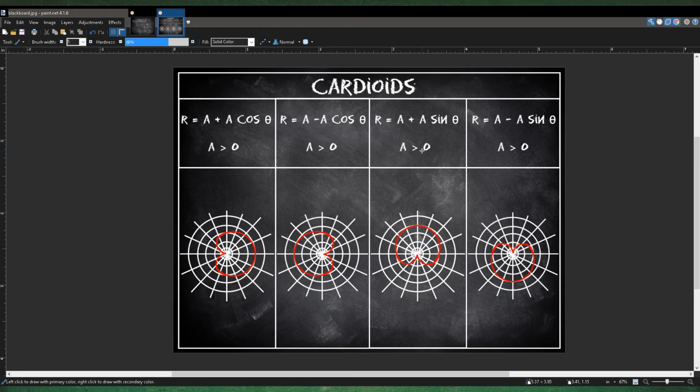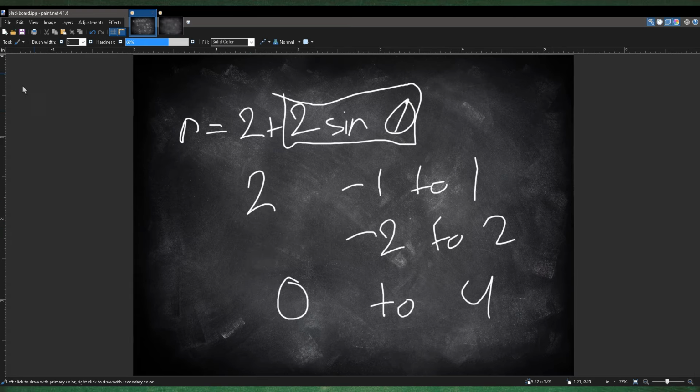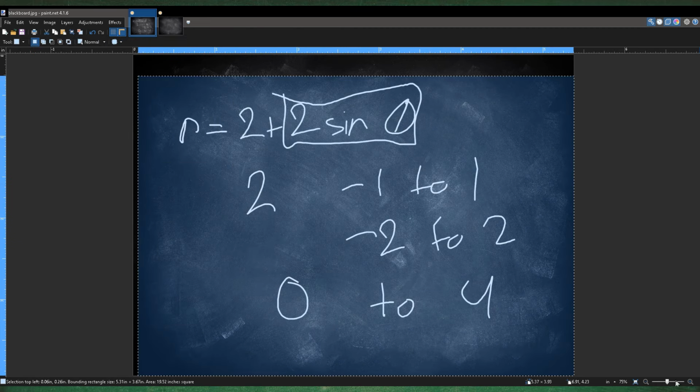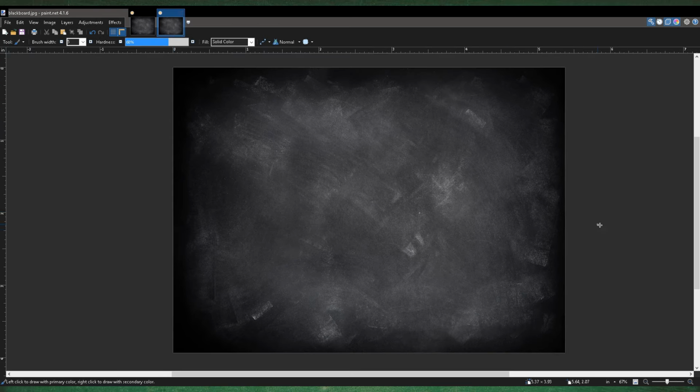And A also has to be positive. And after cardioids we have... Sorry, let me delete this also. Actually, let me go back to circles.